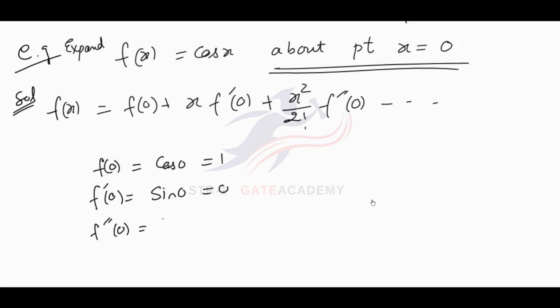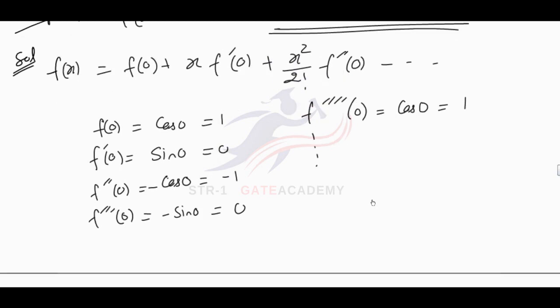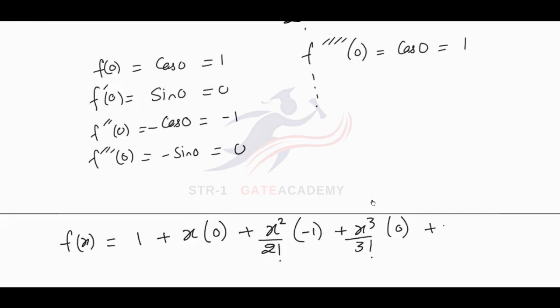It will be the derivative of minus sine. The derivative of cos is minus sine, so f double dash of 0 will be minus cos 0, which is minus 1. F triple dash of 0 will be sine 0, which is 0. The fourth derivative of 0 will become cos 0, positive, that will be 1, and so on. So we substitute these. f of x will become f of 0, that is 1, plus x times f dash 0, that is 0, plus x square by 2 factorial times f double dash 0, that is minus 1, plus x cube by 3 factorial times f triple dash 0, that is 0, plus x power 4 by 4 factorial into the fourth derivative, and so on.